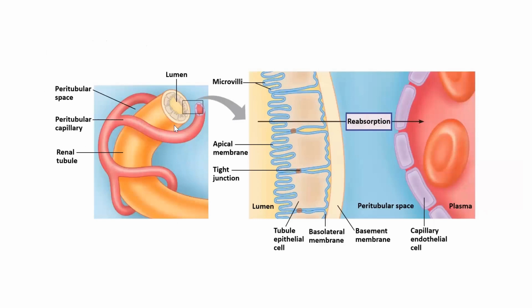And so to look more closely at the barriers, what are the structures that these substances have to move across in order to be reabsorbed? They're going from the lumen, where they are sitting. They have to go across the apical surface of the tubular epithelial cell. They then have to go across the basal surface of that tubular epithelial cell.